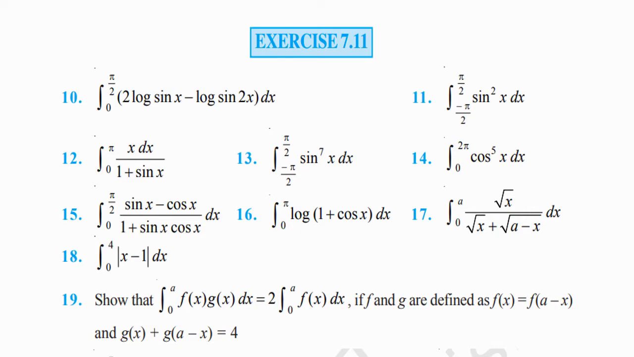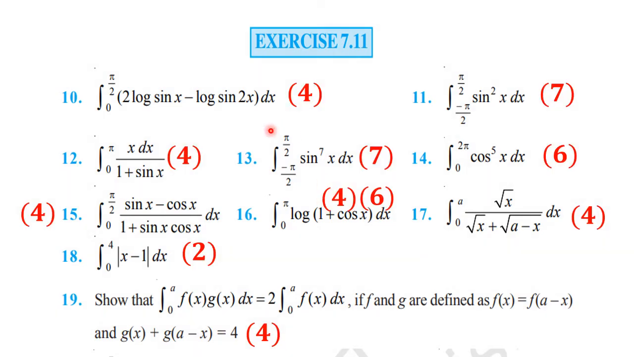So first let me tell you which property is used in which question number. In question number 10, property number 4 is used, and in question number 11, property number 7 is used. In questions 12, 15, 17 and 19, property number 4 is used, and in questions 13 and 14, properties number 7 and 6 are used. In question number 16, properties number 4 and 6 both are used.